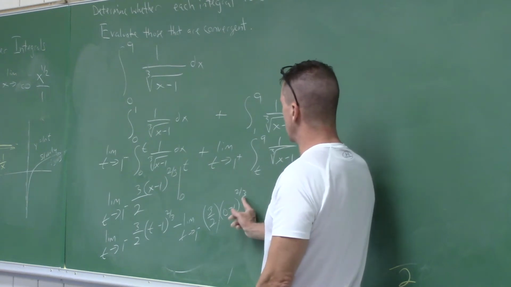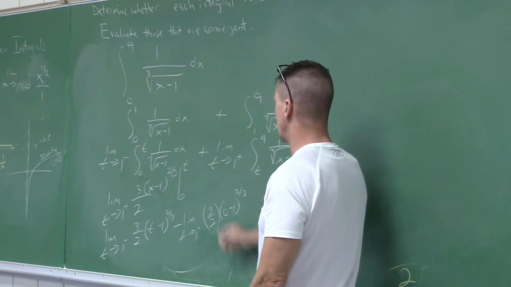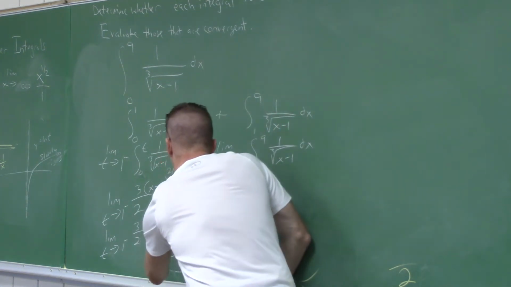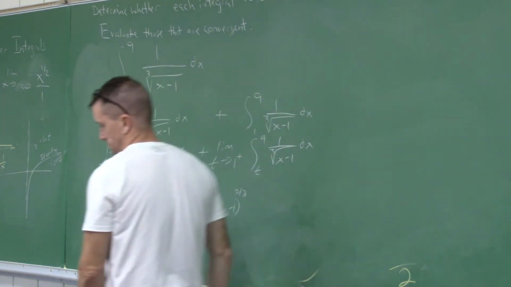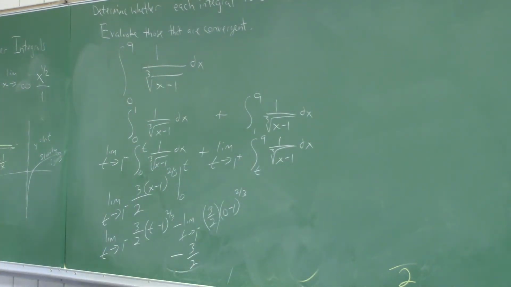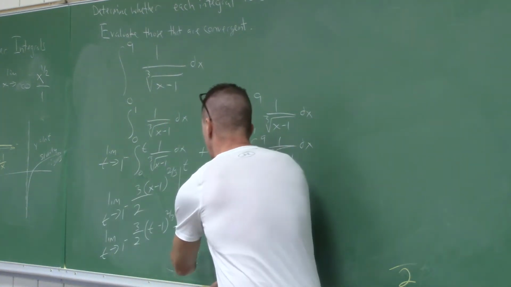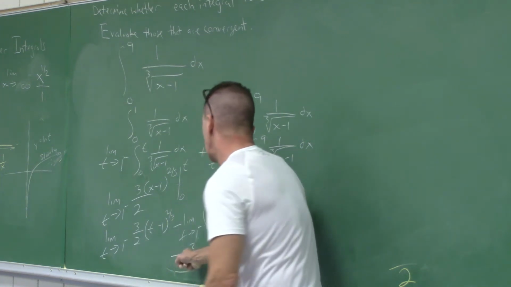Okay, what's the cube root of negative 1? Negative 1, but what's negative 1 squared? 1. So I'm going to get a positive 1 here. This is coming out to be minus 3 halves. Cool. This is what I'm worried about. Now this one part right here is common. That's negative 3 halves there.